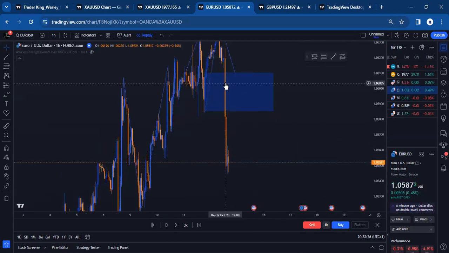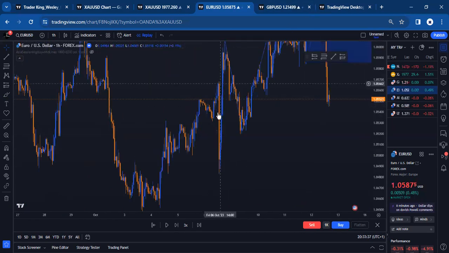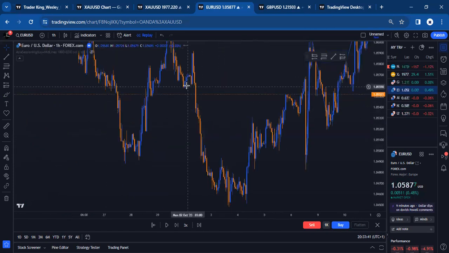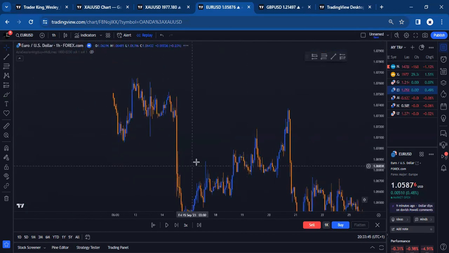This is what you refer to as displacement. You see these two huge candlesticks. This is displacement. This is price moving with very huge momentum. Same thing we have here. This is displacement. This is displacement. Whenever you see price moving aggressively, that is displacement.